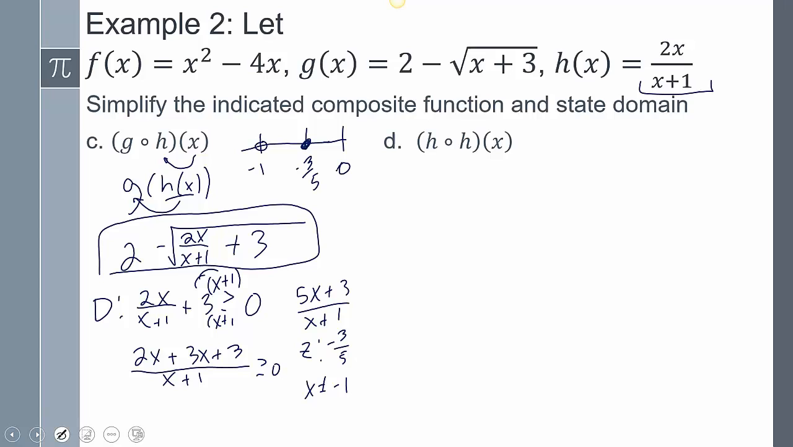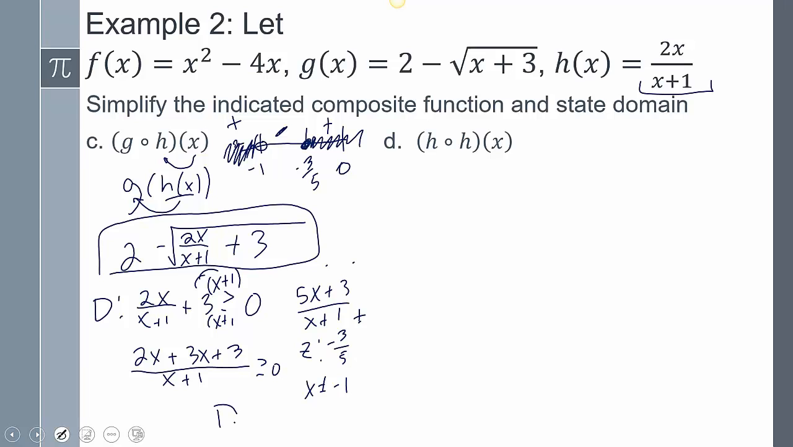Okay, so now that I have those values on the number line, now I got to plug in values. So if I plug in -2, that's going to give me a negative and a negative, so that's going to be a positive. If I plug in a value between -1 and -3/5, like -4/5, that's going to give me a positive on the bottom, but a negative on the top, so that's going to be negative. And if I plug in 0, that's going to give me a positive. So my region that I'm looking for is this region and this region.